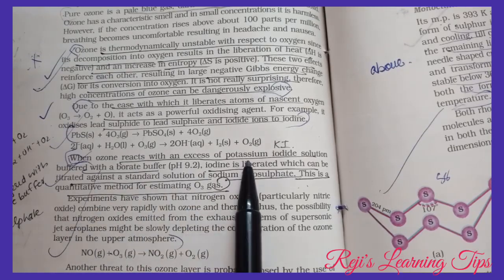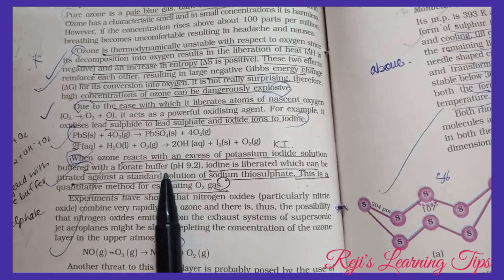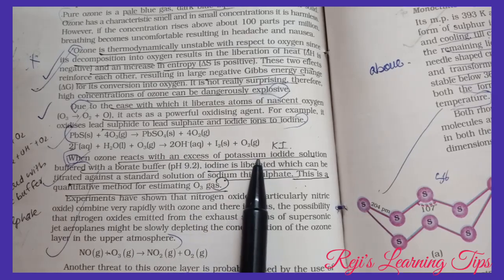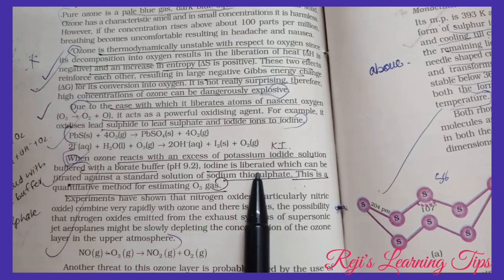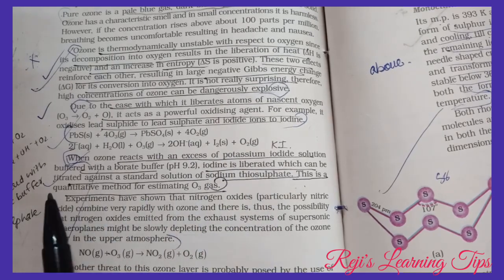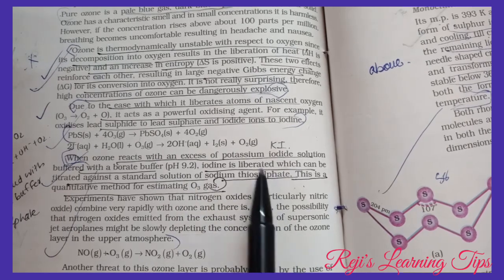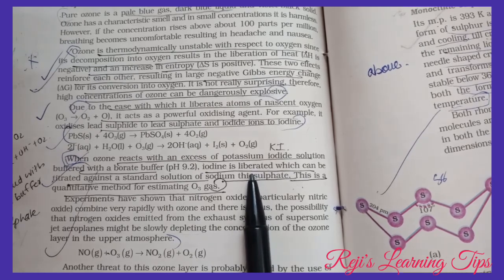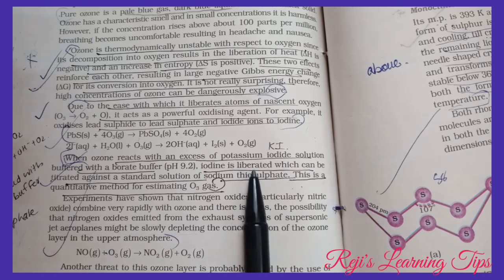When ozone reacts with an excess of potassium iodide solution buffered with the borate buffer, then iodine is liberated. It can be titrated against standard solution of sodium thiosulfate. This method is used for the estimation of O3 gas. How is O3 estimated quantitatively? This is also a very important topic.